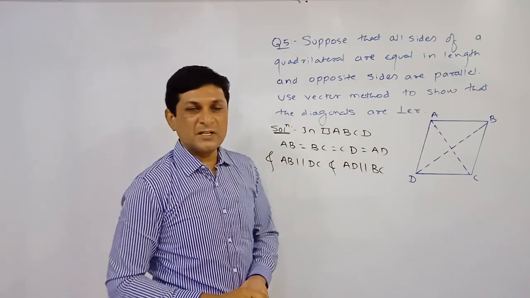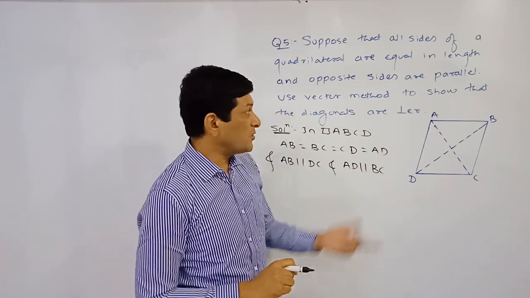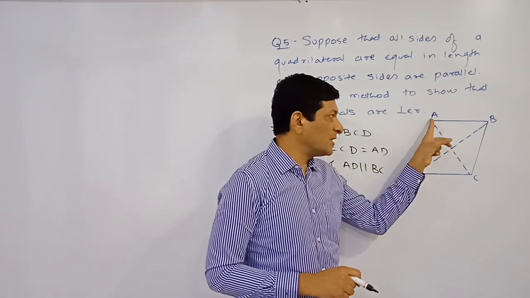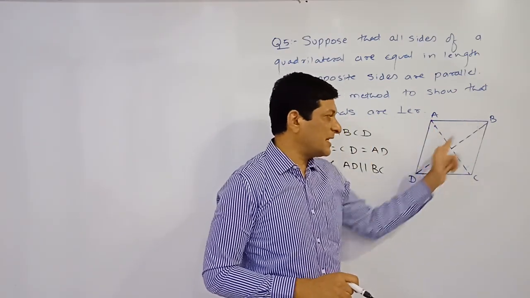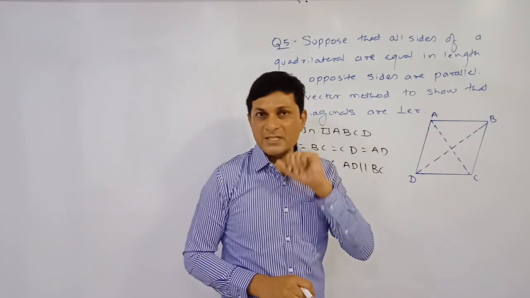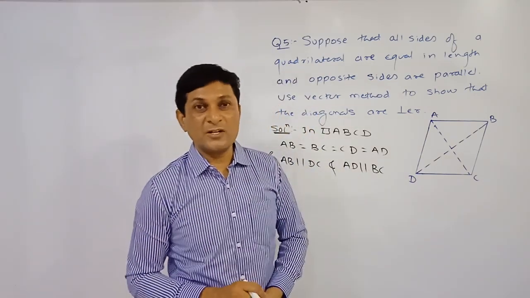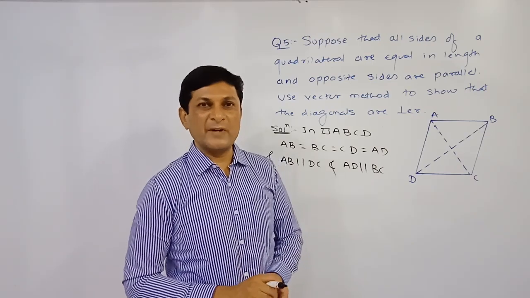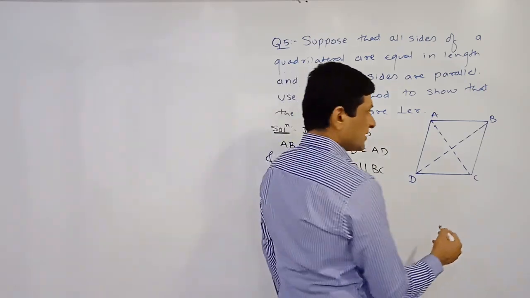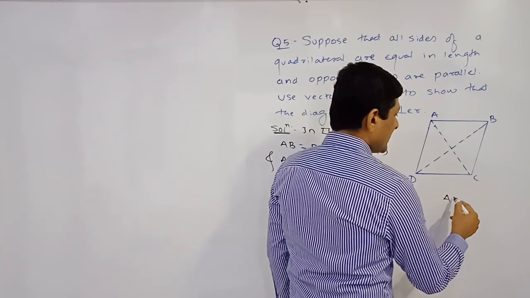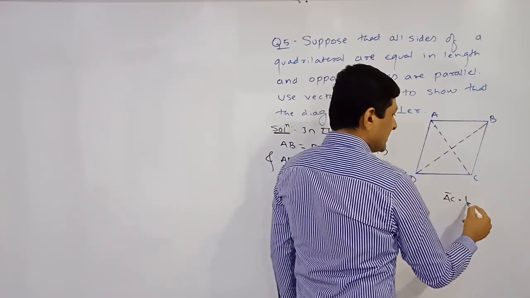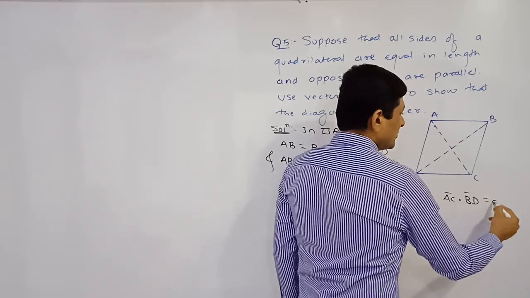Using these given conditions, we have to prove that the diagonals are perpendicular. Which is the first diagonal? AC, and which is the second diagonal? BD. We have to show that these diagonals are perpendicular using which method? Vector method. And we know that two vectors are perpendicular if the dot product is what? 0. Means here if you are able to show that the dot product of AC bar and BD bar is equal to 0.